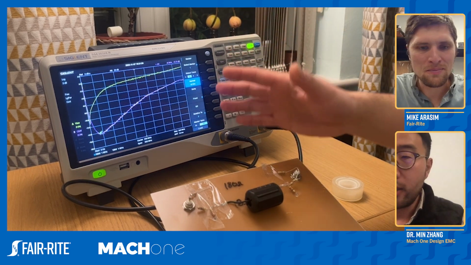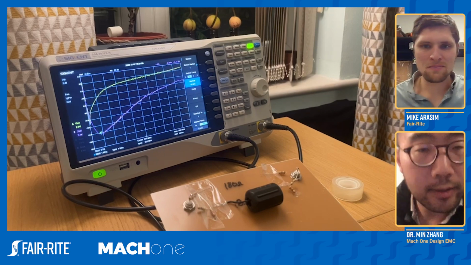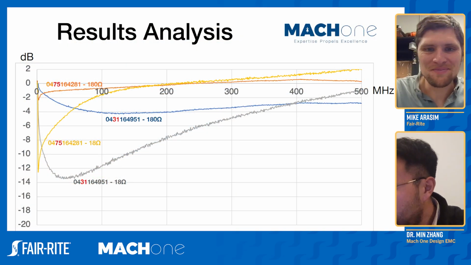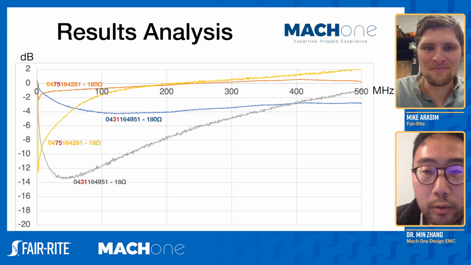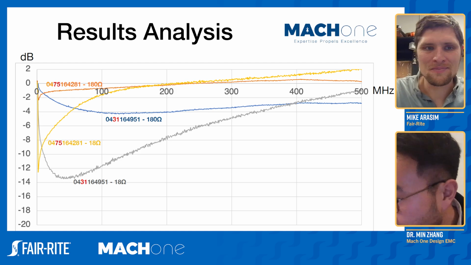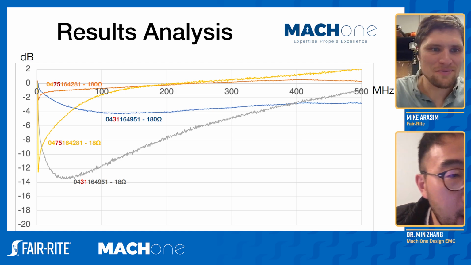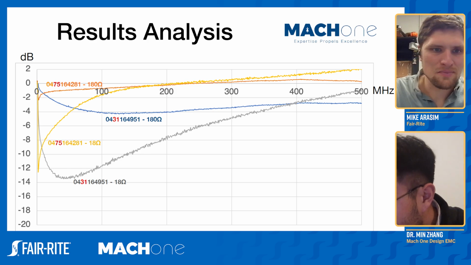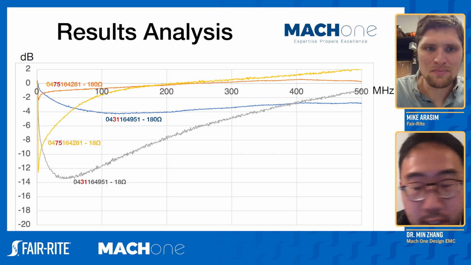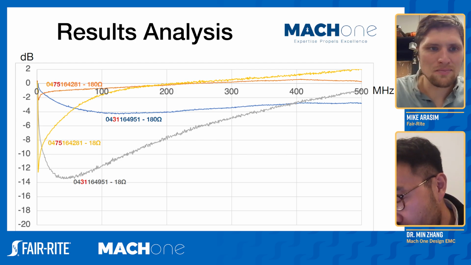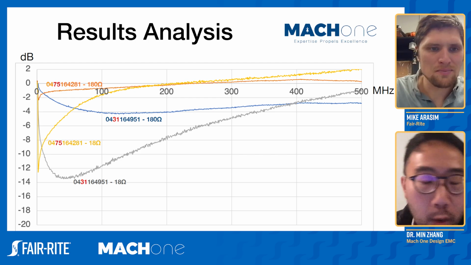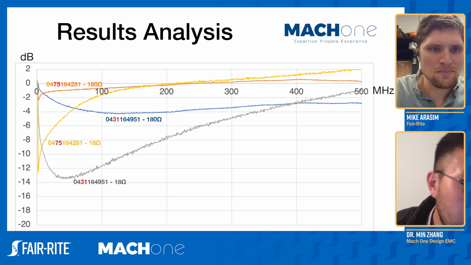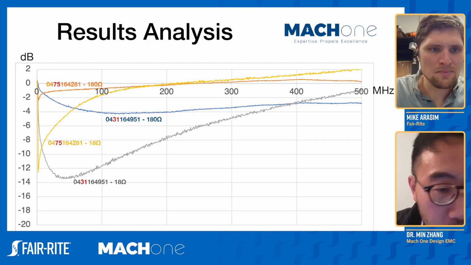So now I'm going to switch back to my presentation again. Okay, so now with that setup, here I present some results. I'll just quickly explain. You can see I marked each curve with the Fair-Rite core part number, and I also highlight whether it is tested on the low impedance channel or the high impedance channel.